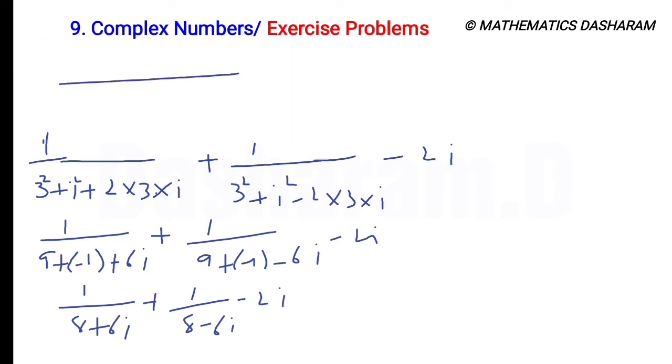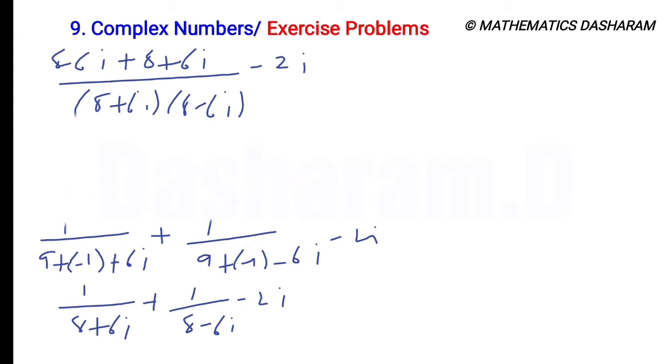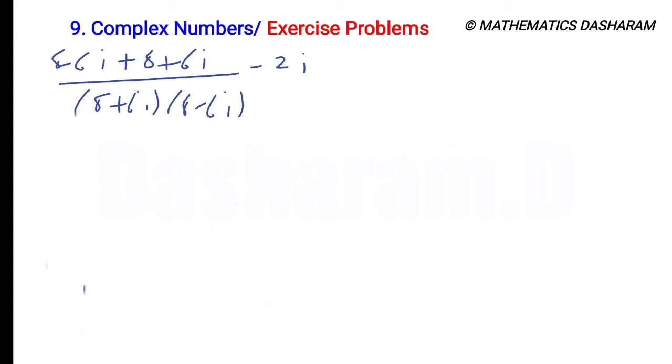Now the LCM is 8 plus 6i into 8 minus 6i. Then the first numerator will become 8 minus 6i and the second numerator will become 8 plus 6i, minus 2i. Now for the denominator we can apply one formula, that is a plus b into a minus b. Anyhow, in the numerator, minus 6i plus 6i cancel, 8 plus 8 is 16. So 8 square minus 6i whole square, minus 2i.